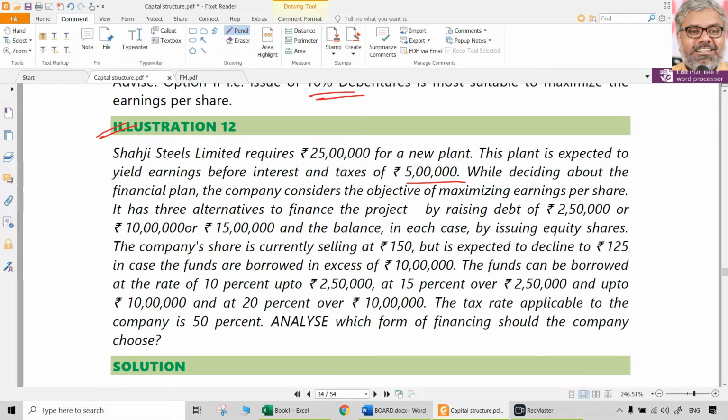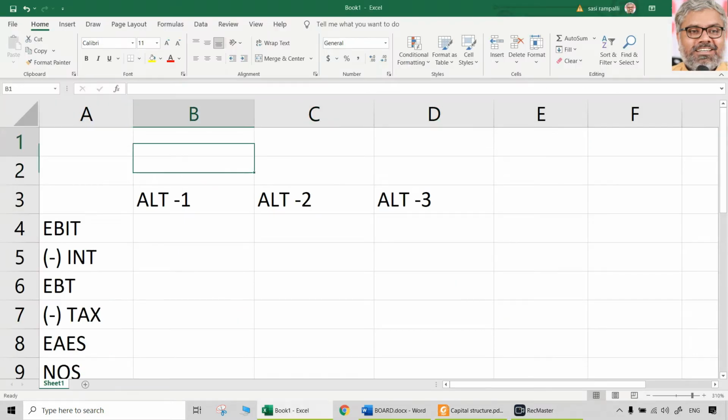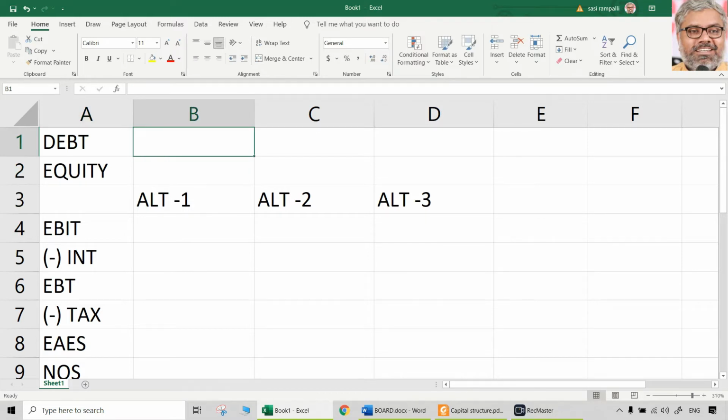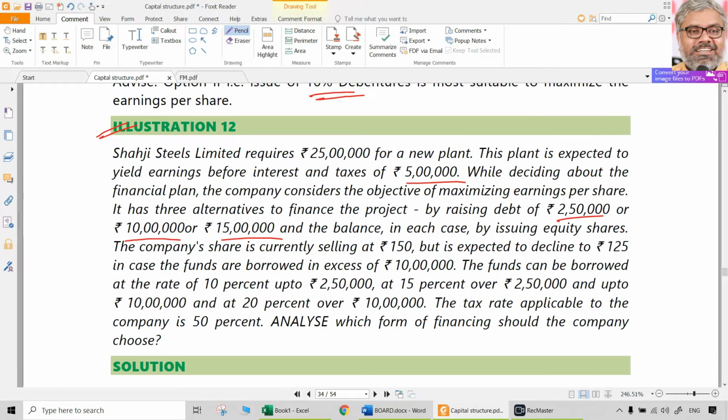It has three alternatives to finance the project. One, by raising a debt of 2,50,000 or 10 lakhs or 15 lakhs. And the balance in each case by issuing equity shares, which means in all options there is debt and equity, but how much debt, how much equity, that is changing. So just for understanding purposes, what are the three alternatives and how much money to be raised as debt and how much money to be raised as equity?